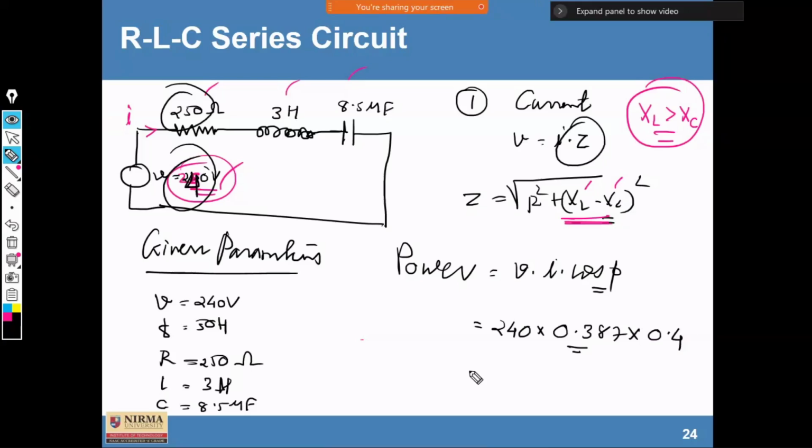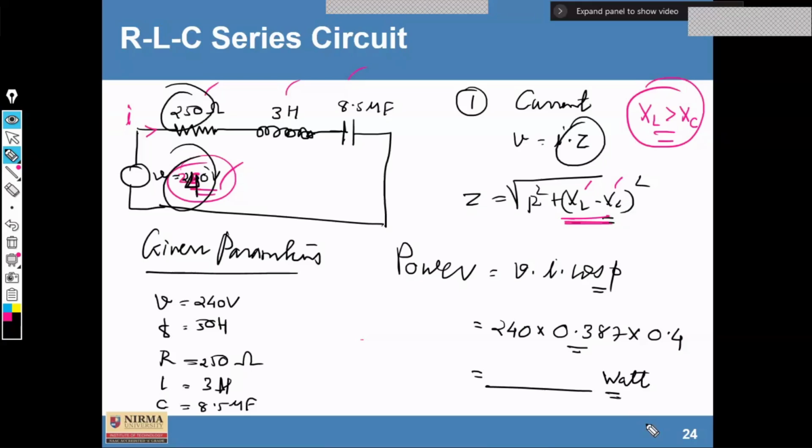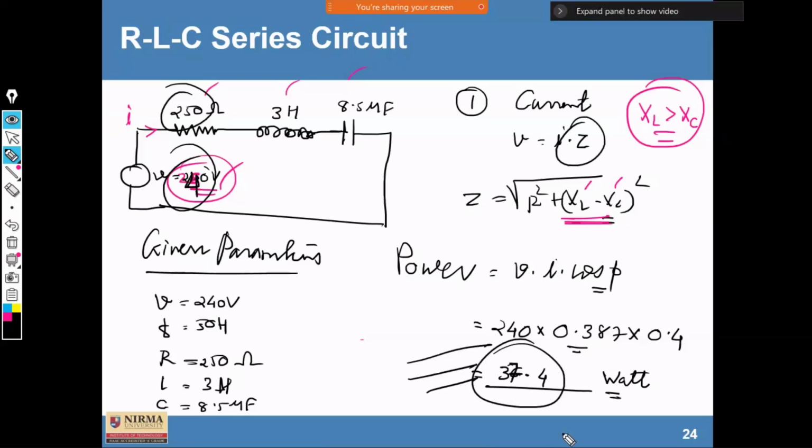Clear? So whatever the value of this multiplication is, the answer is always written in watt. Please find it out. 37.43. Okay, 0.4. Yes. Right? Around about this is the correct answer.